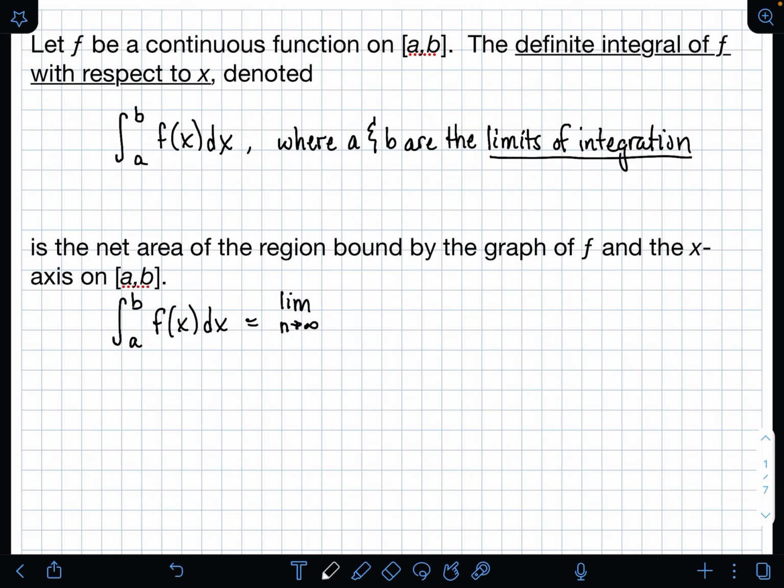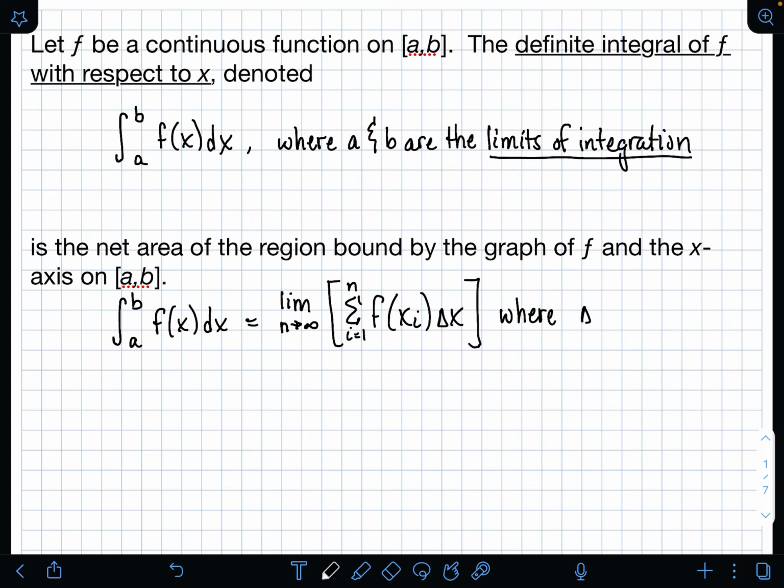Now that can be a left endpoint, a right endpoint, a midpoint, etc. But to be consistent here, we'll stick with the right endpoint Riemann sum formulas. Delta x is equal to b minus a over n, and x sub I is equal to a plus I times delta x. Those are the formulas that define the right endpoint Riemann sum.